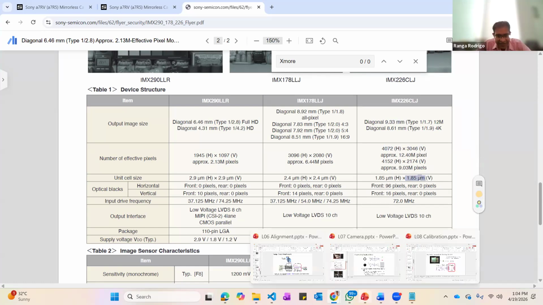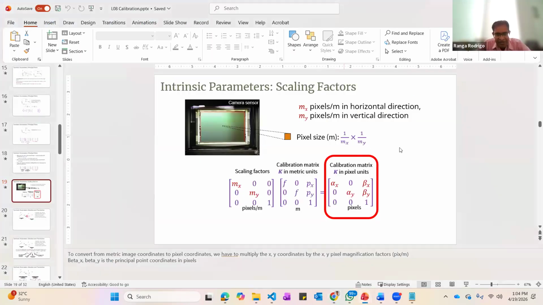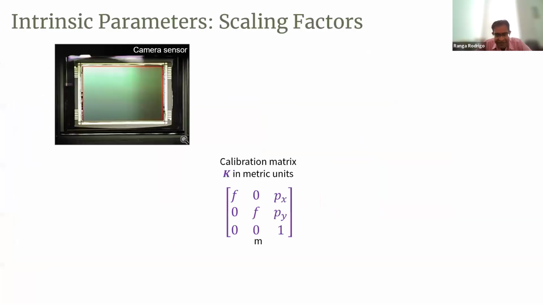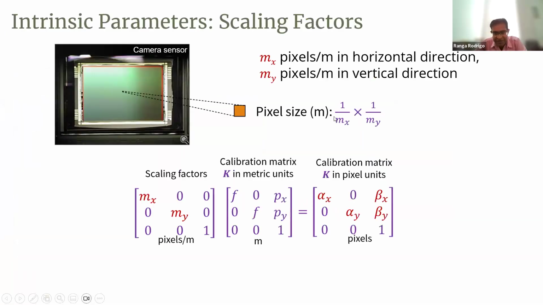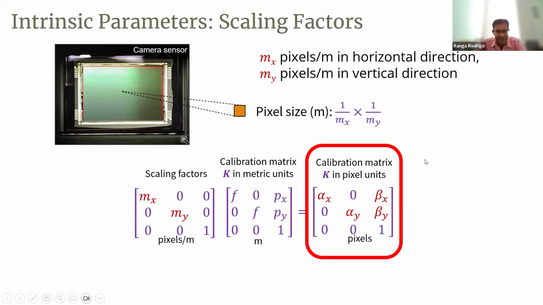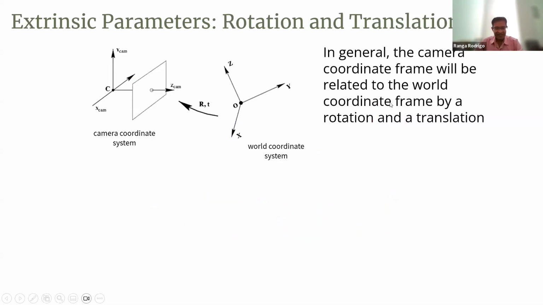So you can understand what we are saying, right? These are extremely important ideas. These are those two numbers, the pixel size. So this is the calibration matrix K in pixels, with alpha x, alpha y, beta x, and beta y. There are other things also.